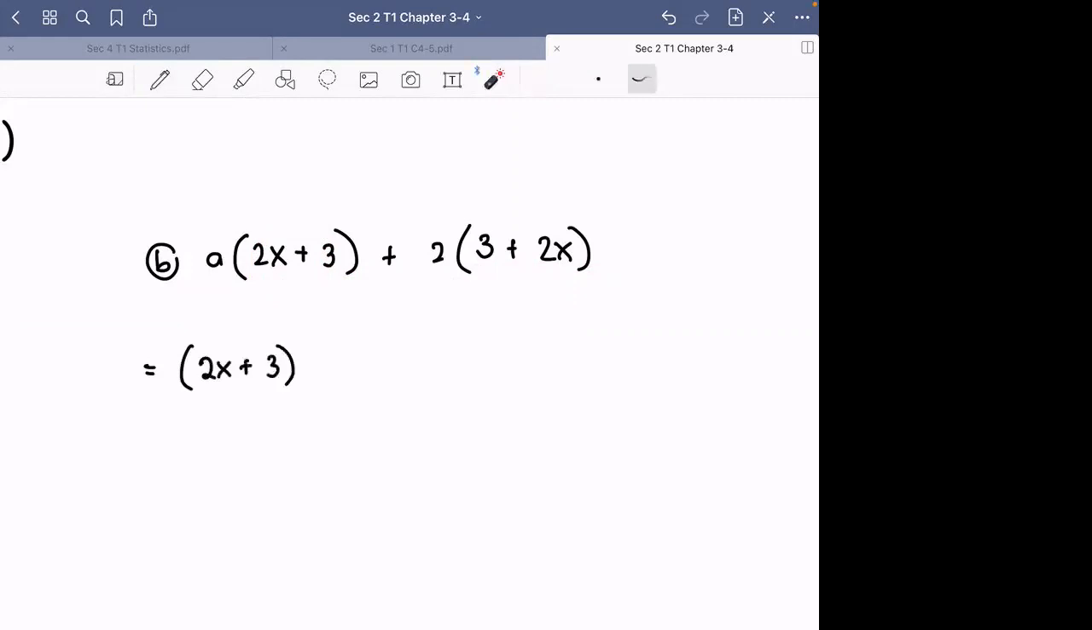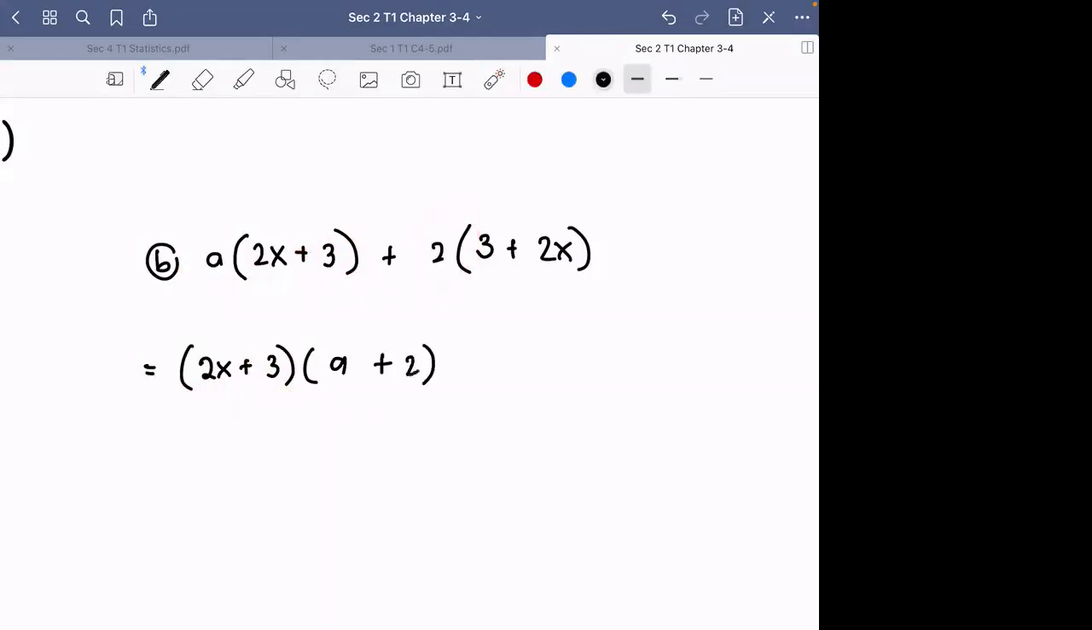And then what do we do next? We divide each term by 2x plus 3. So let's open a bracket. So a times 2x plus 3 divided by this. So what do you get? So 2x plus 3 gets cancelled. So what's left? Only a. So this is a, then plus 2. Okay, so plus 2.